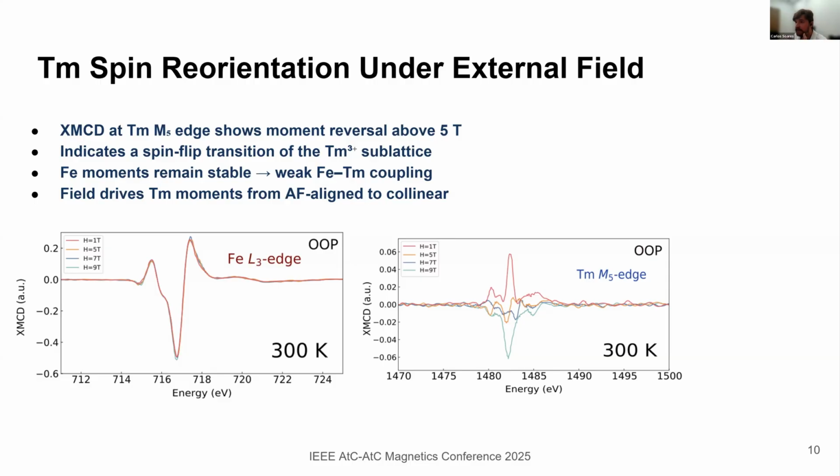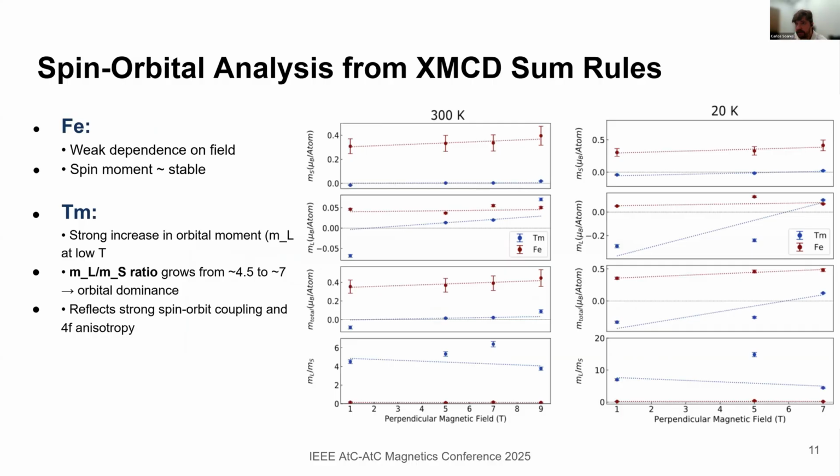And we elucidated the change in the orientation of thulium, because you see the projection in the Z direction. You see this projection in this spectra. So it's possible to understand the quantitative total magnetic moment of the atoms. And it's possible to understand the spin and orbital magnetic moments in this material.